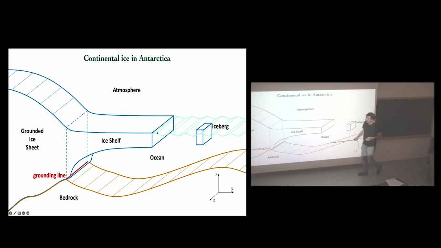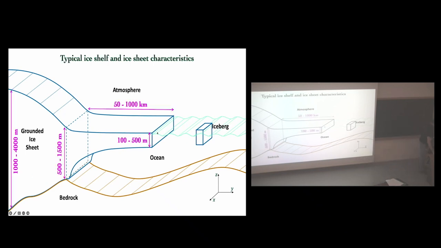Glaciologists often speak about the grounding line. The grounding line is the line between the ice, the ocean, and the bedrock. So this is where the ice becomes afloat. Typical dimensions: the grounded ice sheet is several thousands of meters thick. The ice shelf is hundreds of meters thick. The grounding line is thicker, and the icebergs are about the same.